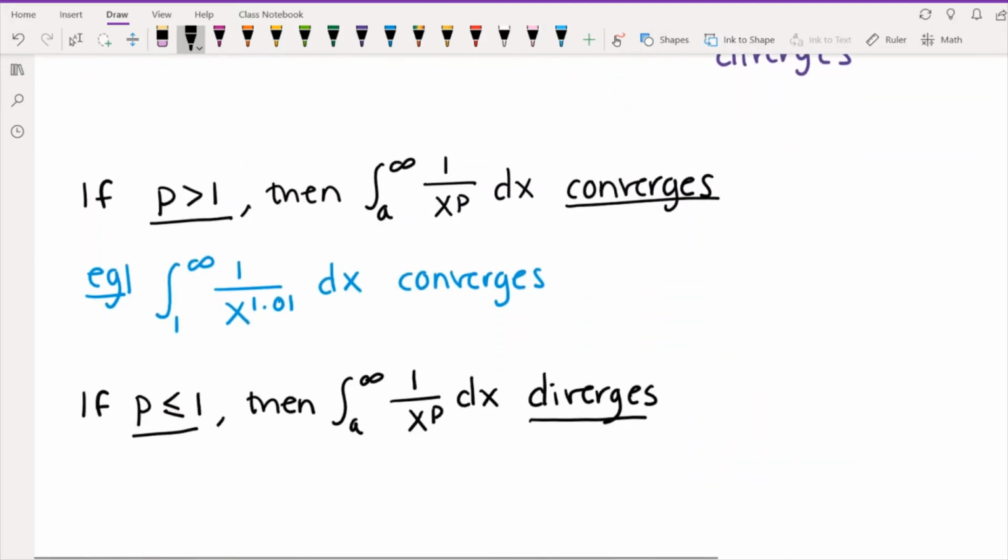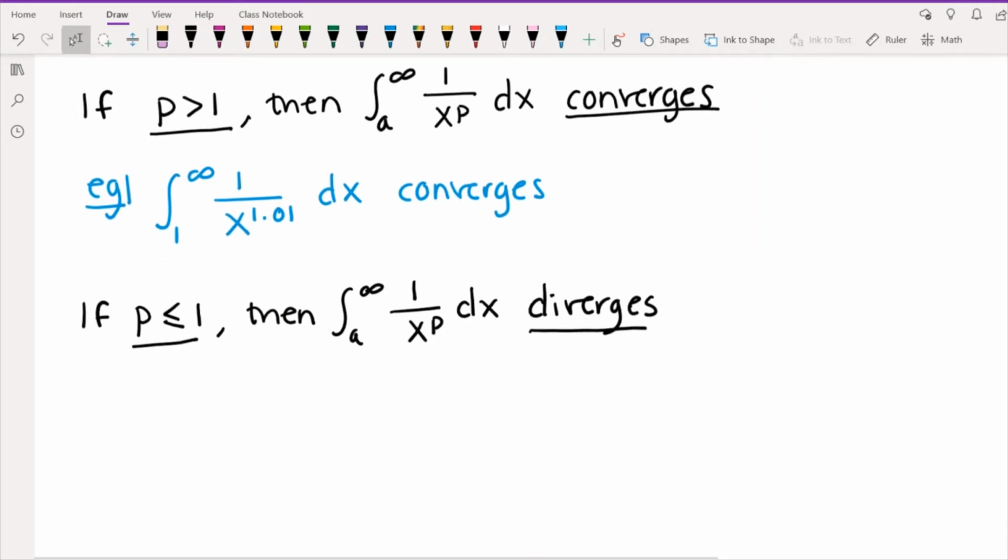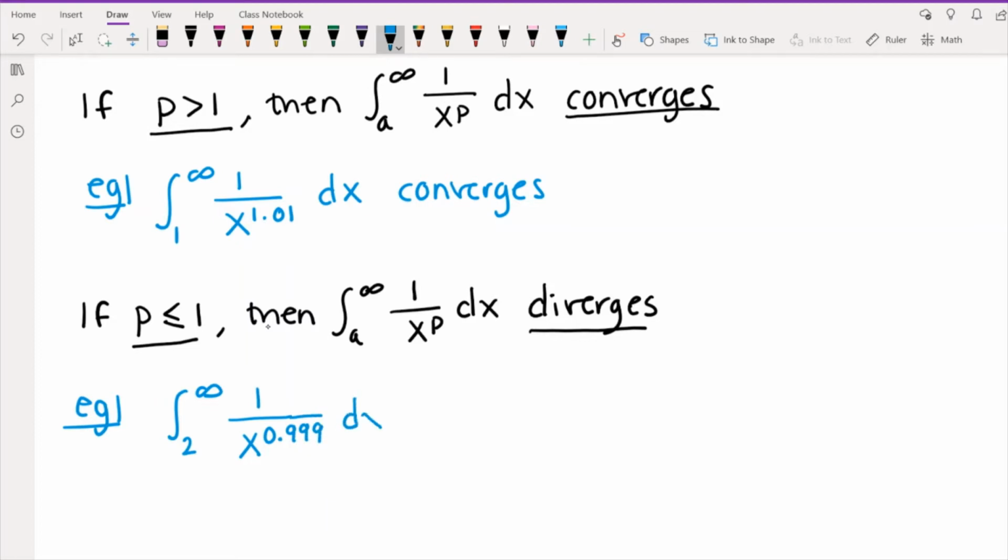So this is a pretty important fact, and especially in this video, we're going to be using this fact a lot. So just to give a quick example of this one, if you had the integral from, let's say now, 2 to infinity of 1 over x to the 0.999, that also diverges. And we also saw that 1 over x diverges, right? So even if that exponent is equal to 1, it still diverges.